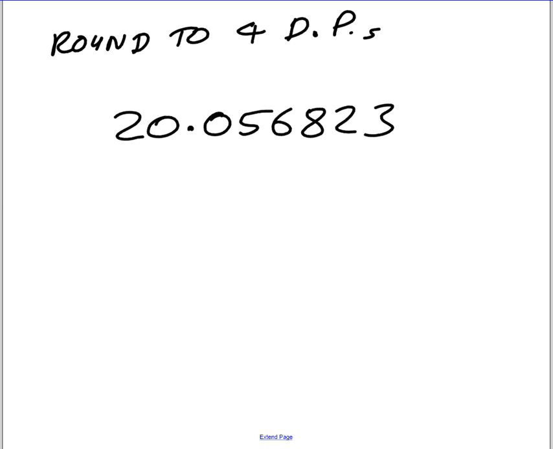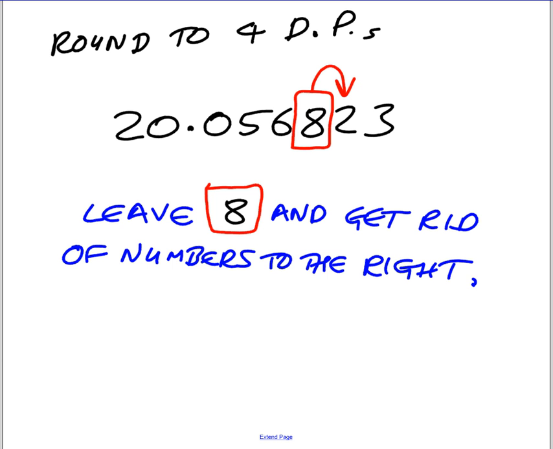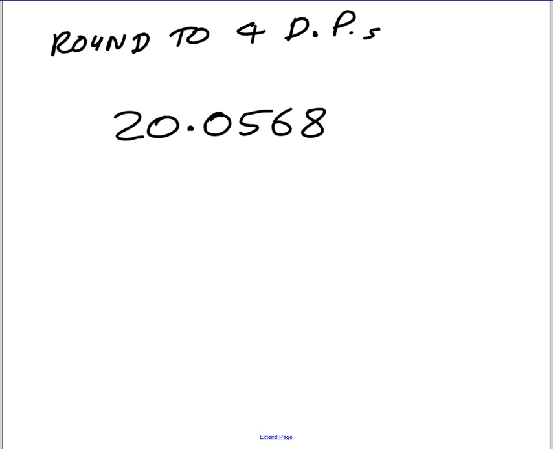Okay, another one, 4 decimal places. Again, just speed up a wee bit. 0.0568. Looks like the 8's in the position. Look to the right. So we've done that. The 2 is going to make up our mind what to do with the 8. The 2 is in the first group. So here, it tells us to leave the 8 alone, and we just tidy it up.